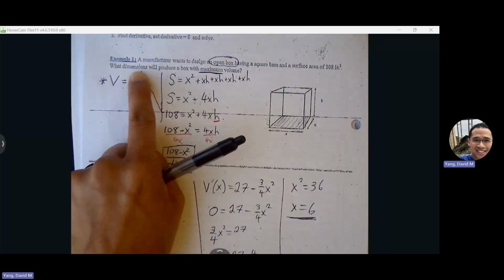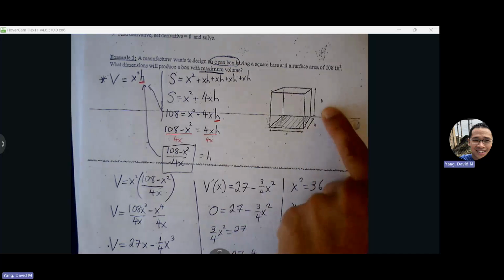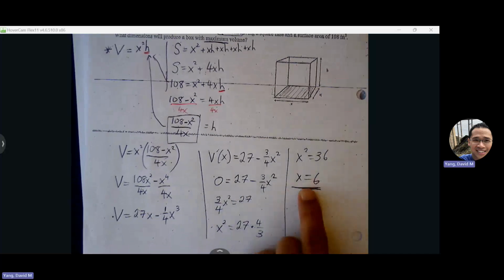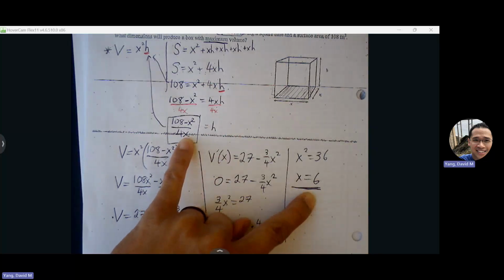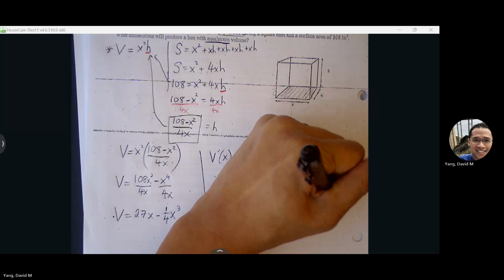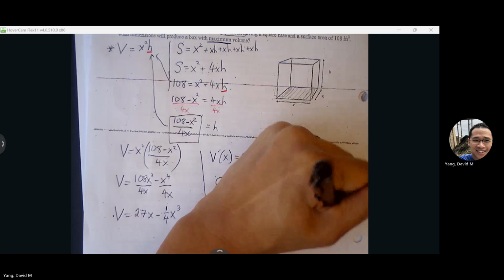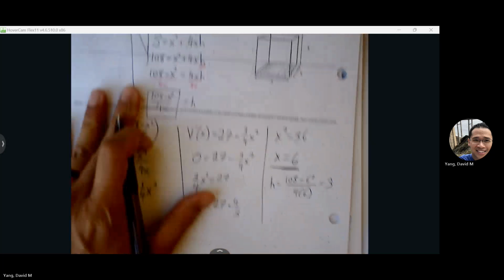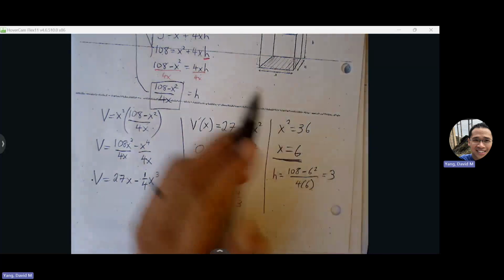It's asking for dimensions. So dimensions is asking for the length, width, and height. We already have the base and the width. We just need the height. Do we have a formula for the height? Yeah, we got this one, right? 108 minus x squared over 4x. And we plug that in. That'll give us 3. And so our dimensions, length, width, and height, are 6 inches by 6 inches by 3 inches.